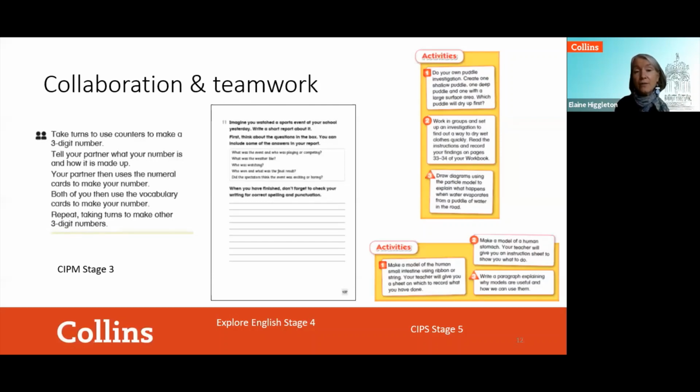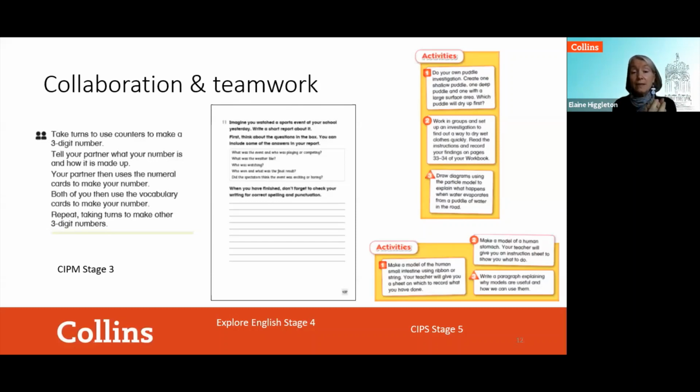Here's another example from International Primary Maths. Take turns to use counters to make a 3-digit number. Tell your partner what your number is and how it's made up. Your partner then uses the numeral cards to make your number. So you're having to collaborate to do an activity that relates to maths. So you're actually doing some maths, but you're doing it in a collaborative way, which is a skill that you're also going to need for global perspectives.